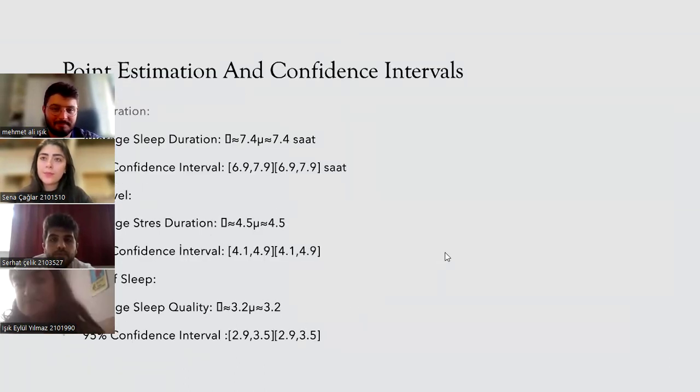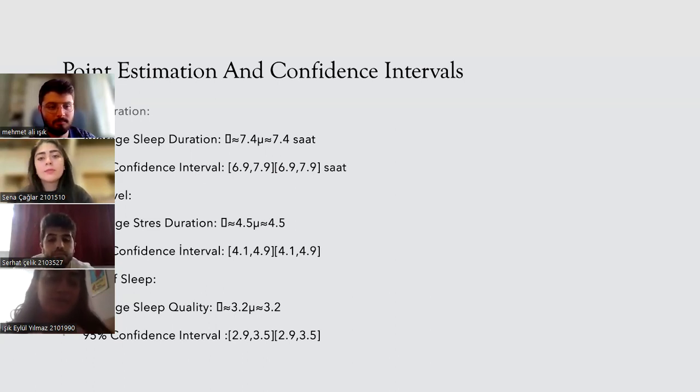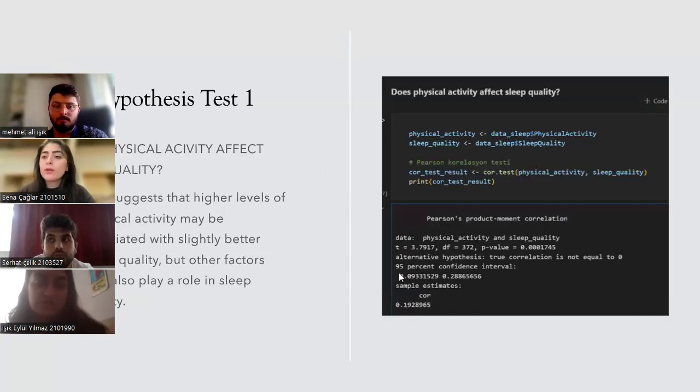Next up, point estimation and confidence intervals. Firstly, let's take sleep duration as an example. Average sleep duration was 7.4. With the confidence interval at 95%, the numbers are shown here, and all of the ones below are the same as the sleep duration part.